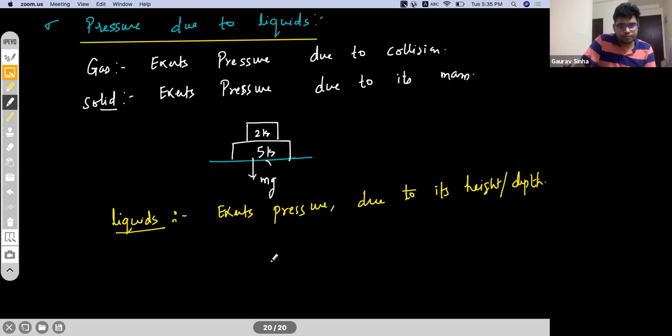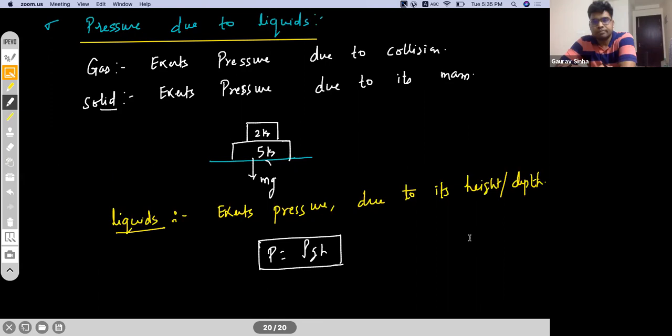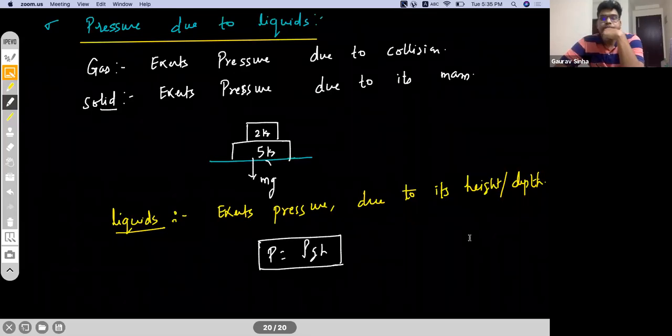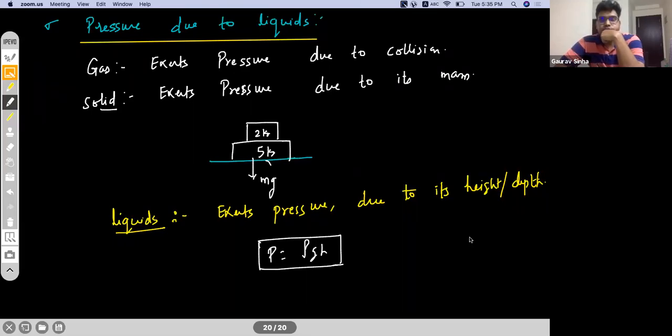P is equal to rho G H. I'll write this down for just a second. P is equal to rho GH. Have you seen this formula? Correct. What does this rho GH mean? Rho is the density of the liquid, H is the height, and G is the gravitational pull.